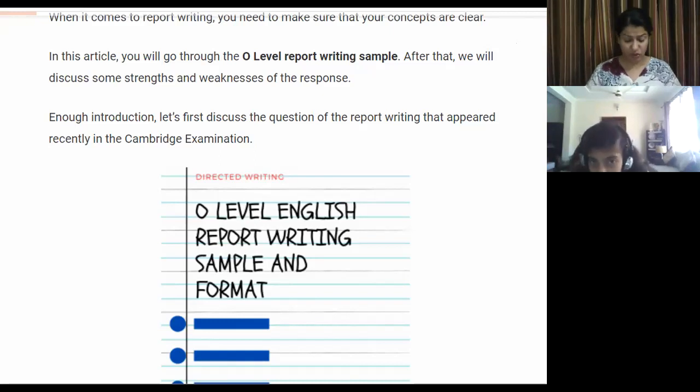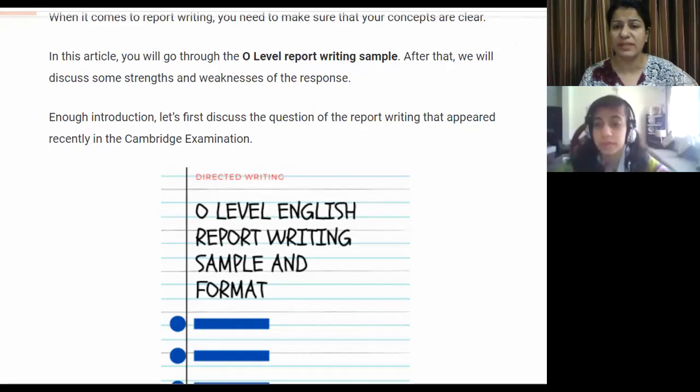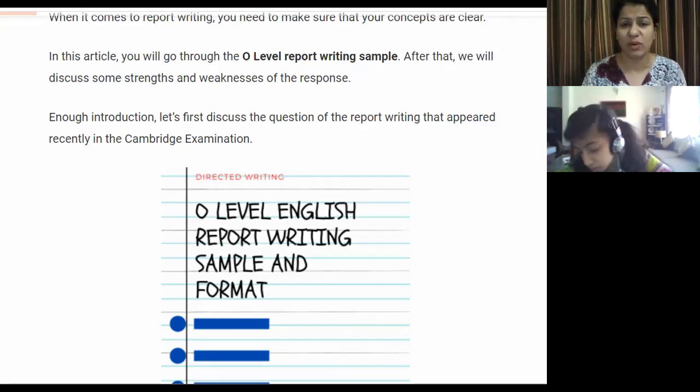All right. We had started this session yesterday and today we're going to complete it. I am going to show you a sample from the CIE exams, and we're going to cross-examine it and see the good sides and the bad sides and how much it can be graded according to the language used. When it comes to report writing, you need to make sure that your concepts are clear. You will go through the O-level report writing sample, and after that we will discuss some strengths and weaknesses of the response.